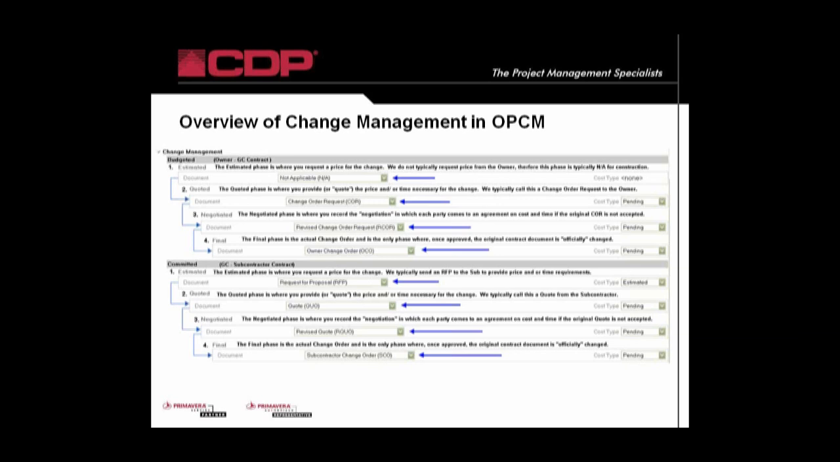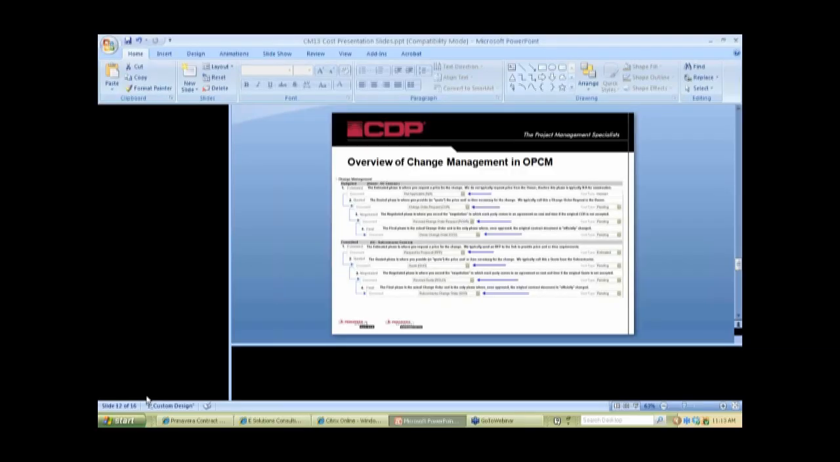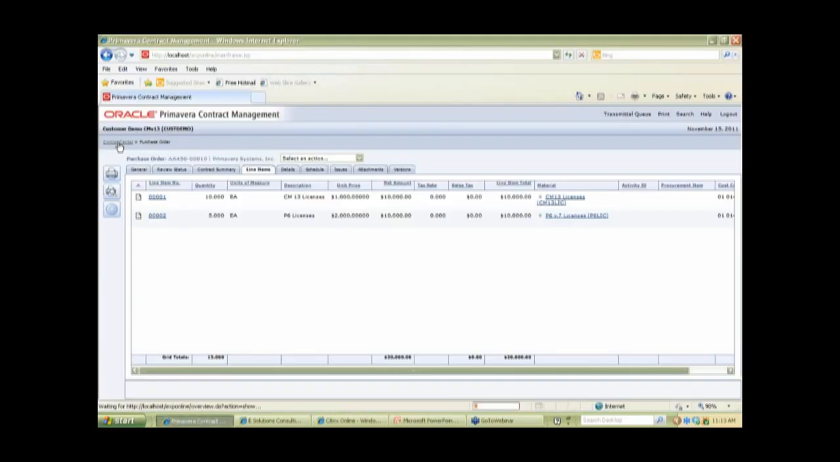The user has the ability to define what those documents are going to be called. And this is the phase of change where the original contract document is officially changed. All of these other phases of change would show up in the pending column of the cost worksheet. Only the documents in this phase, once it is approved, would show up in the approved column of the cost worksheet. Okay. So if we take a look at that detail on the cost worksheet.